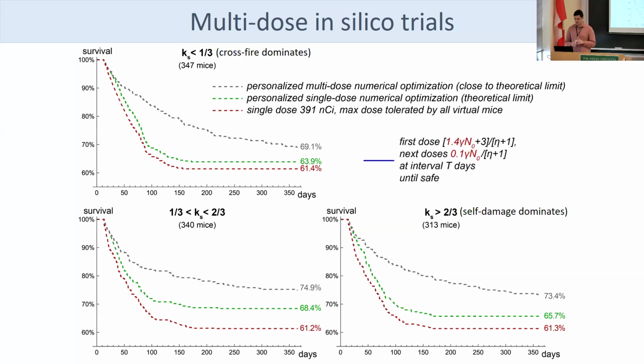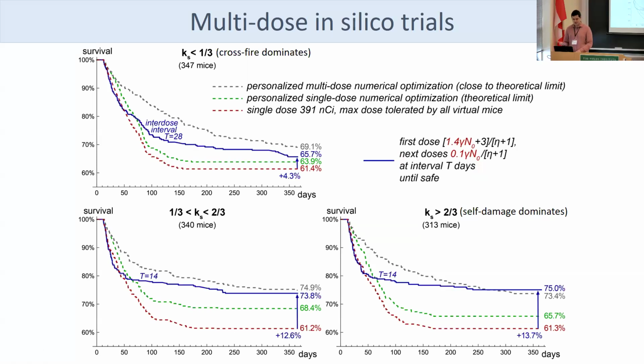And using these assumptions, I found the universal optimized schedules with doses tailored to cancer binding capacity. Within them, the first dose is about 1.4 of cancer binding capacity, and all the next doses are about 0.1 of it. And they are administered at certain intervals while it is safe to inject them. These schedules were obtained for another set of mice. So how will they perform in this set? And here are the results.